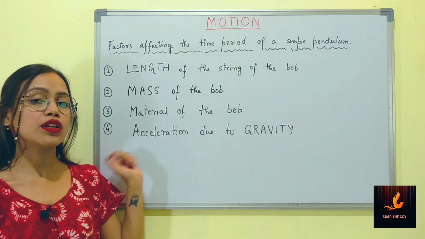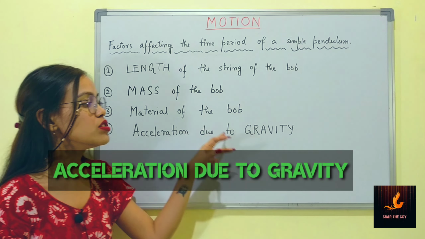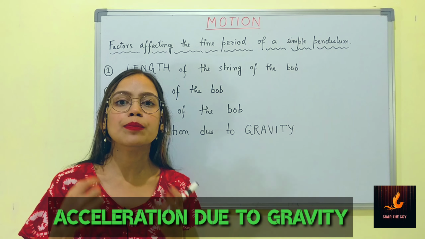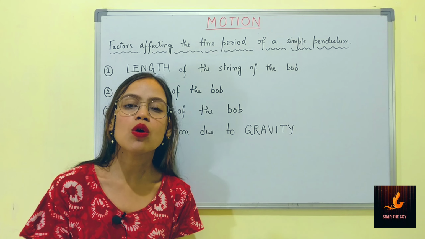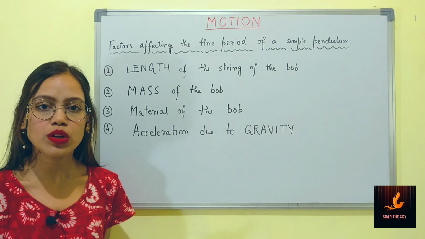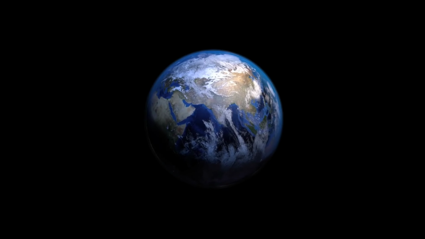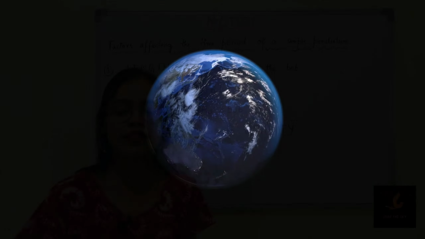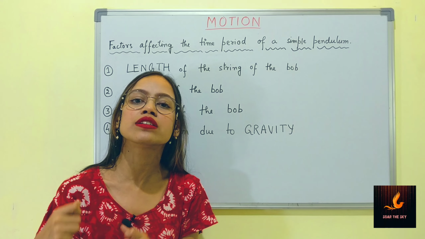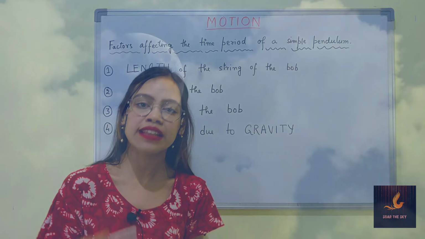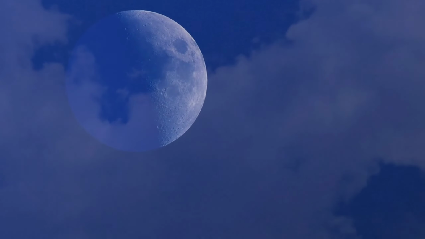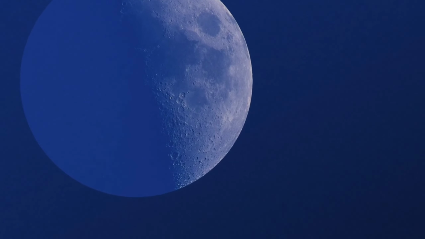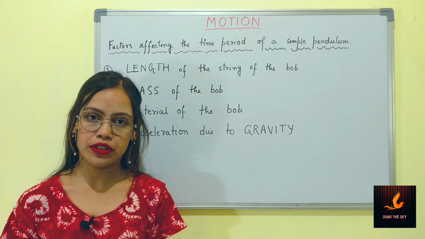The last but not the least is the acceleration due to gravity. In certain places we know that the gravitational pull is a bit different. So whatever time period a pendulum will show on Earth, that will be absolutely different to that outside Earth. If we take the pendulum and try to calculate its time period on any other celestial body like the moon or any other planet, as the gravitational pull is different in those places, the time period will also be different.